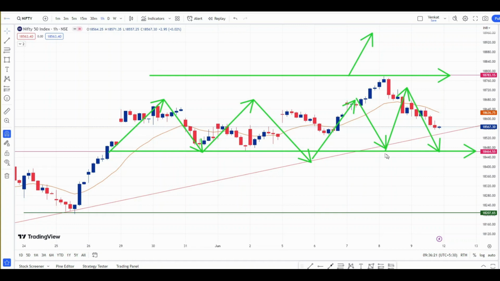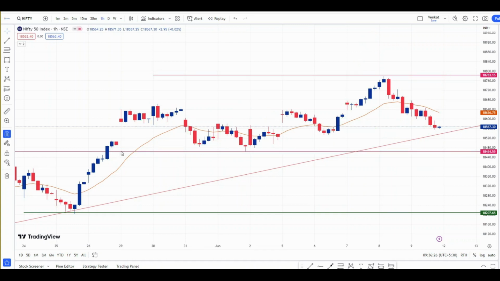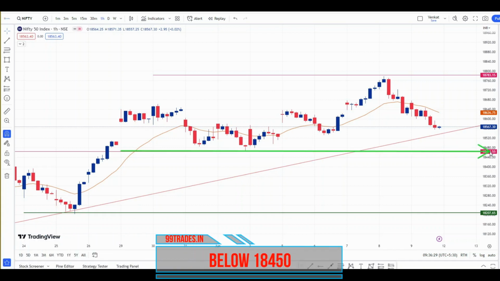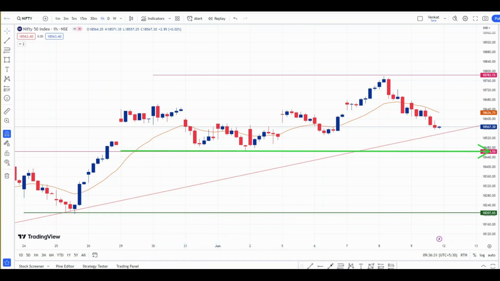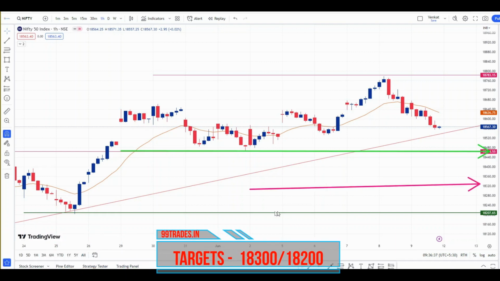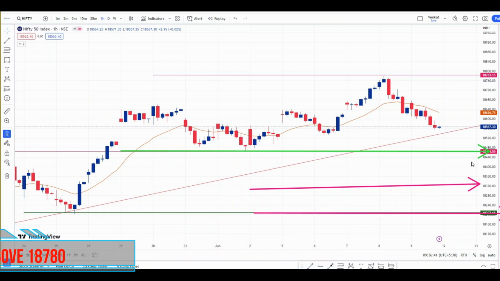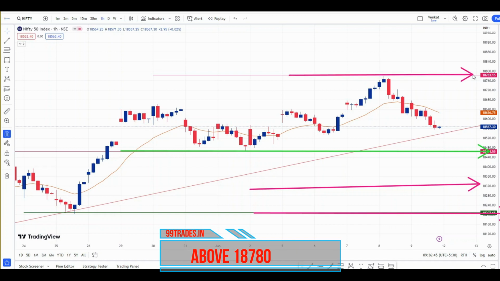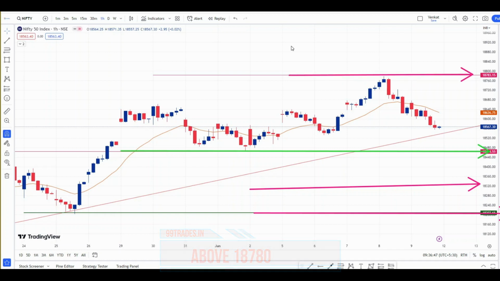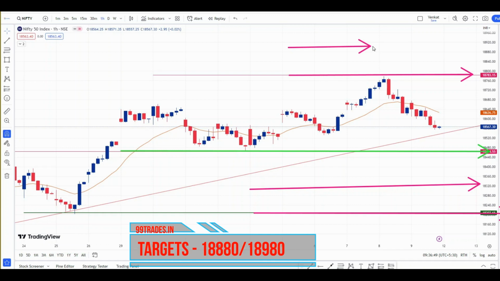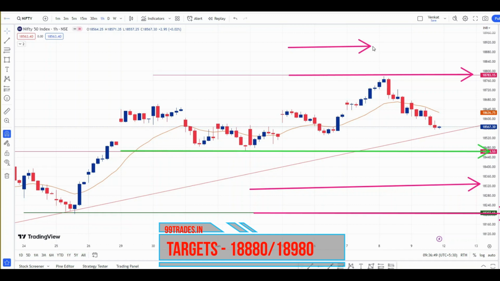If the index breaks this level, that is if the index comes below 18,464, then what are our targets on the downside? The first target will be 18,300 and the second target will be 18,200. These are our targets on the downside. If the index sustains above 18,780, then what are our upside targets? The immediate target will be 18,880, and after that we may see a new all-time high. In between this range, no trading.